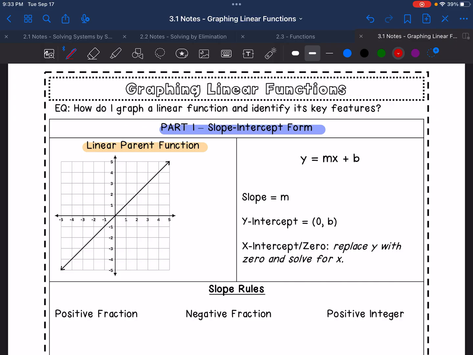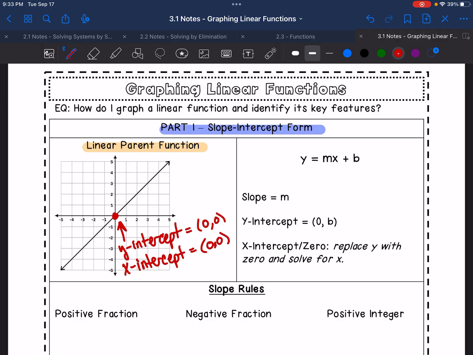It goes through the origin. And so that right there is going to be the y-intercept. And it's also going to be the x-intercept, okay, because that's where it crosses the x-axis and the y-axis. So the y-intercept is (0, 0), and the x-intercept is (0, 0).